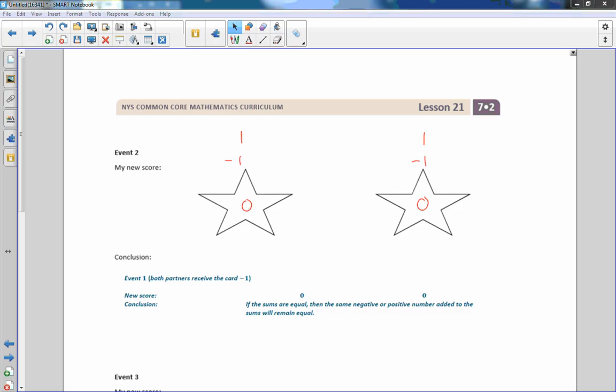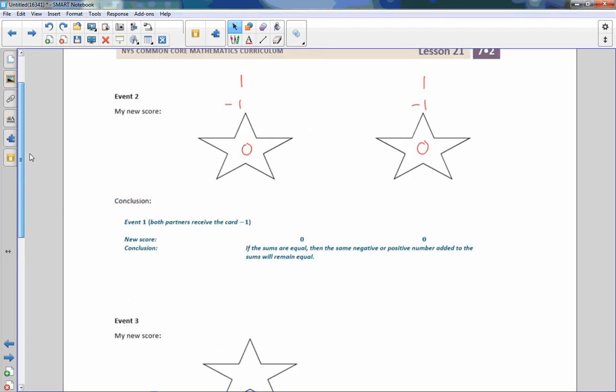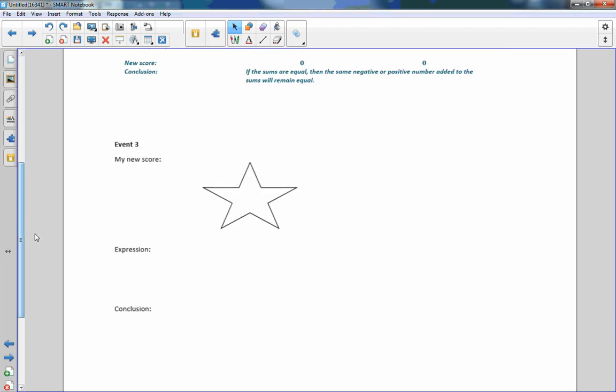Now the new score conclusion is: if the sums are equal, then the same negative or positive number added to the sums will remain equal. All right, so moving on. Now we have a total of 0, so I'm going to put a 0 here.